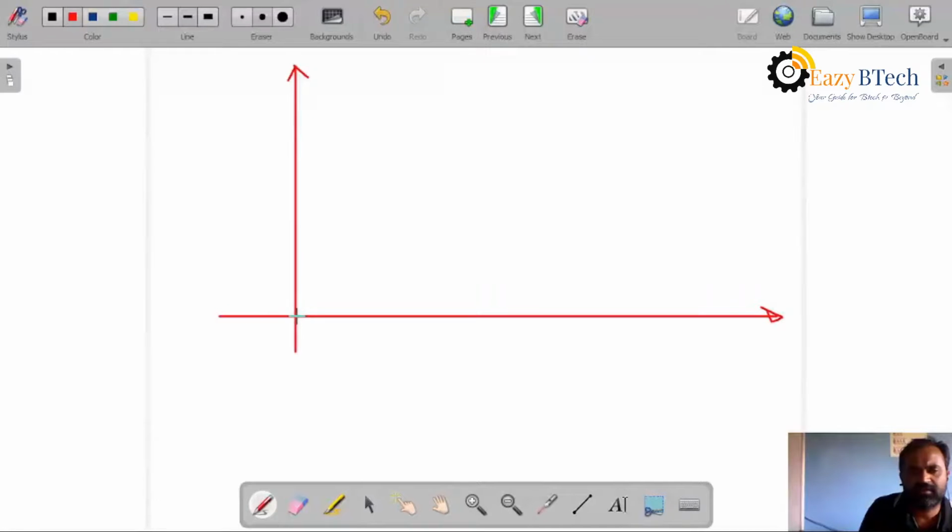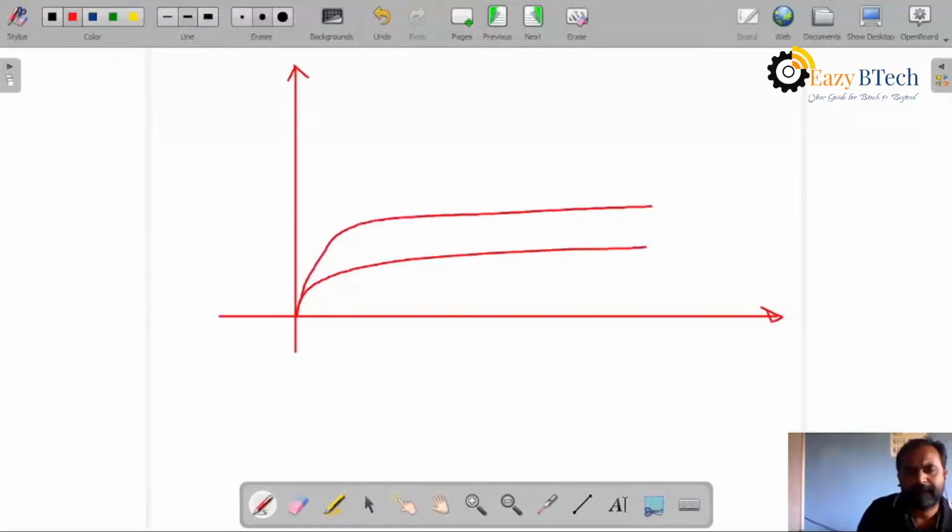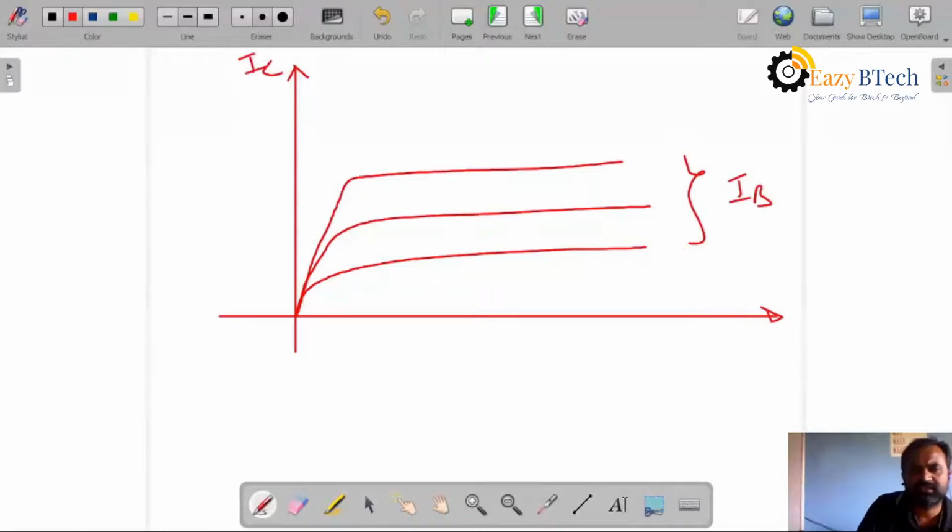DC load line. Now here, this is IC, this is VCE. It has given IC. IC is equal to 24 by 8 kilo. That is, we are getting milliamperes, 3 milliamperes.